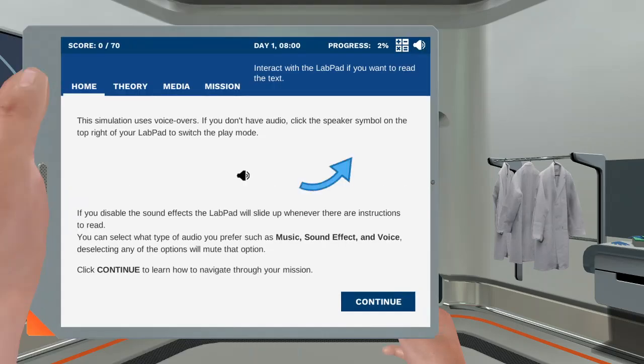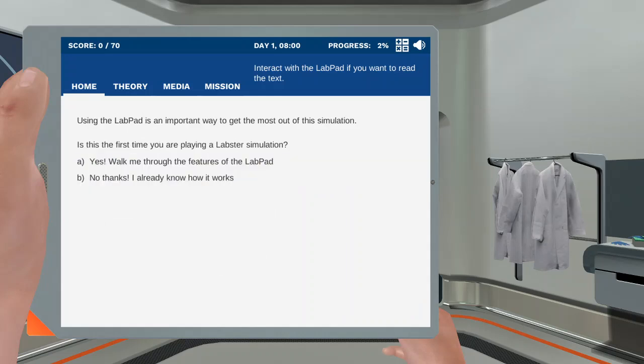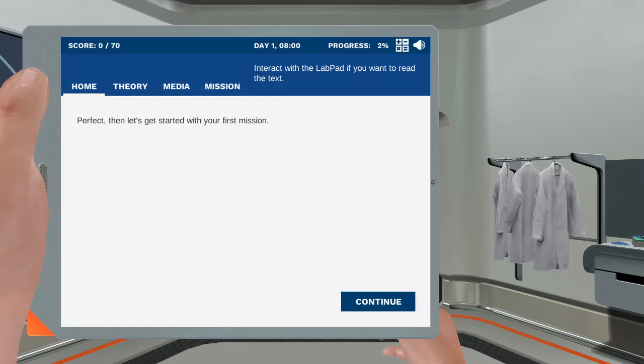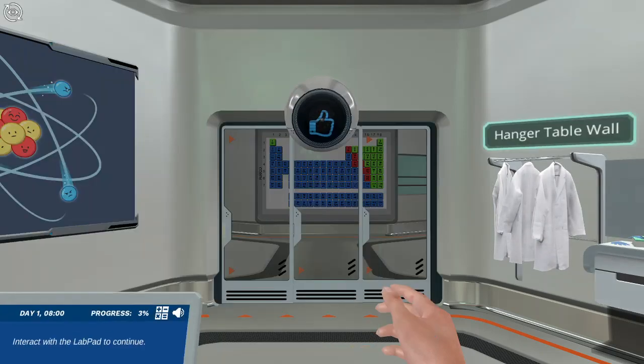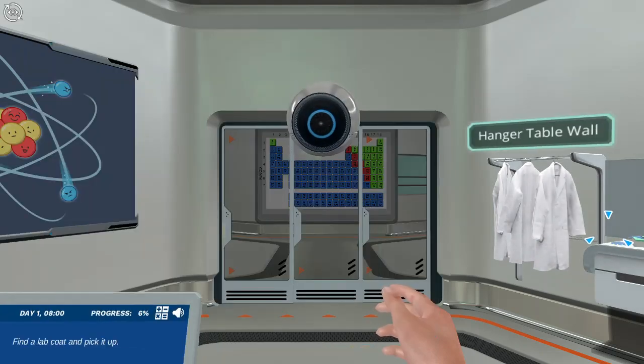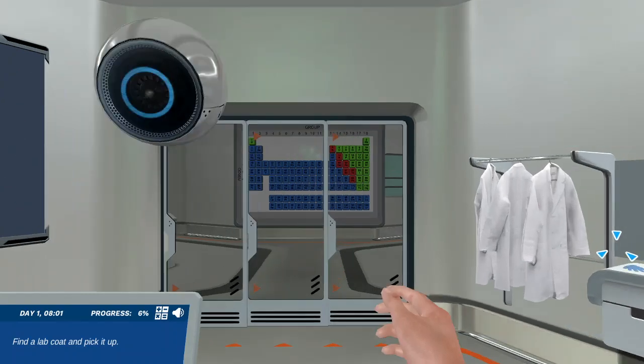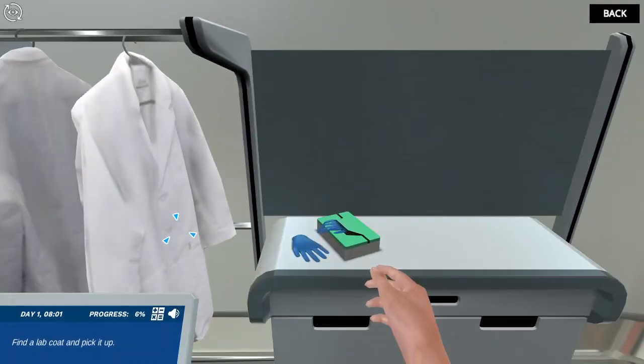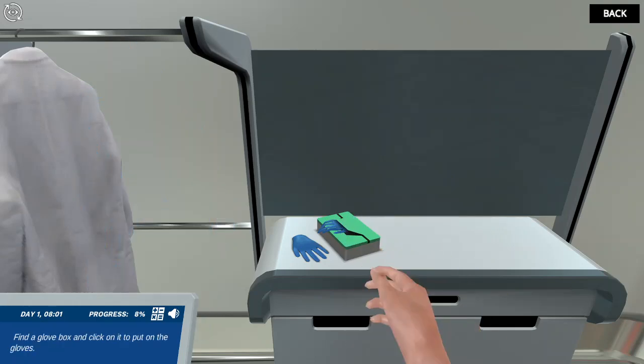This simulation uses the lab pad, which is an important way to perfect your learning. Then let's get started. Find a lab coat and pick it up. Find a glove box and click on it to put on the gloves.